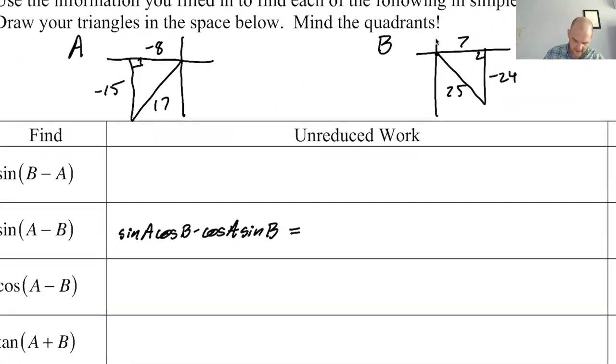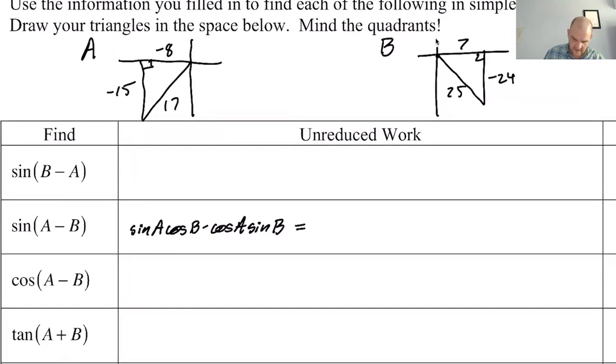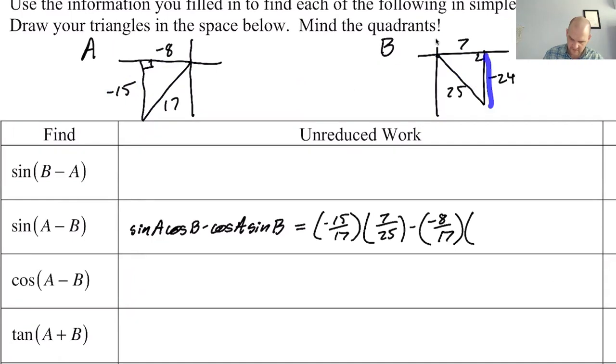All right, and then we go to our triangles. The sine of A is going to be opposite over hypotenuse, so that's negative 15 over 17. And then the cosine of B is going to be 7 over 25. And then minus the cosine of A, which is negative 8 over 17. And then the sine of B is going to be negative 24 over 25.